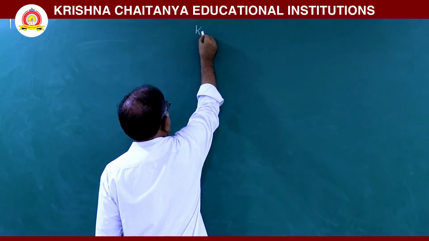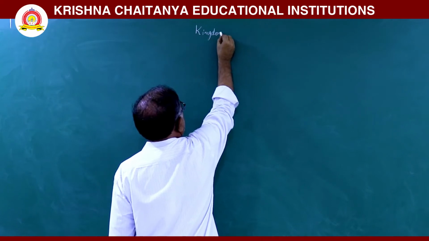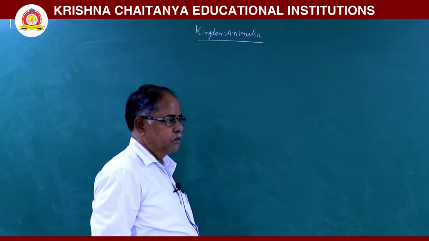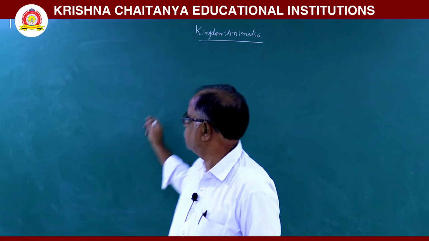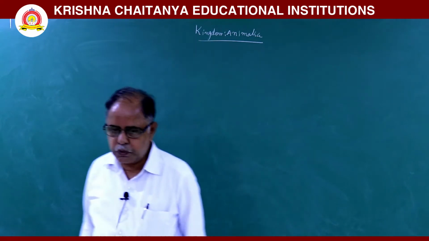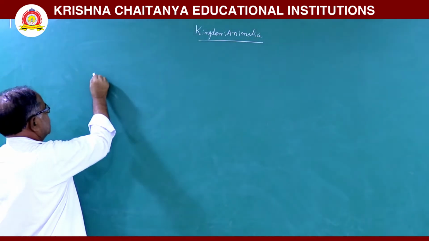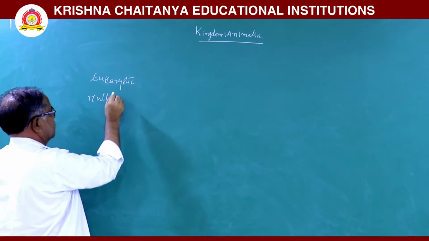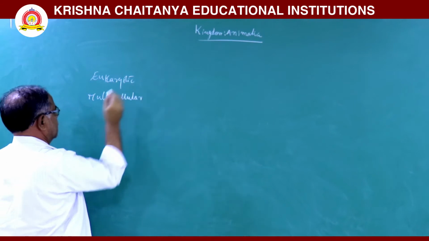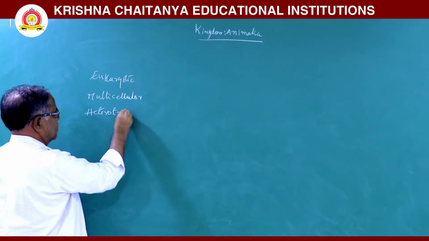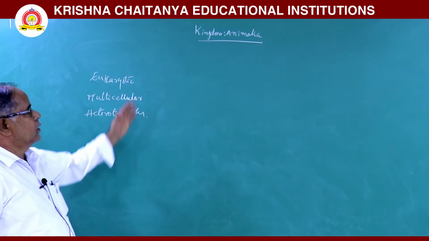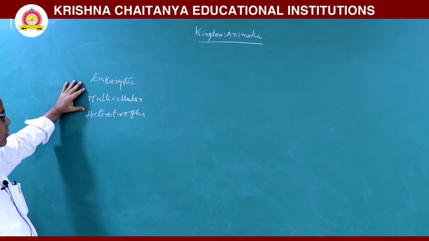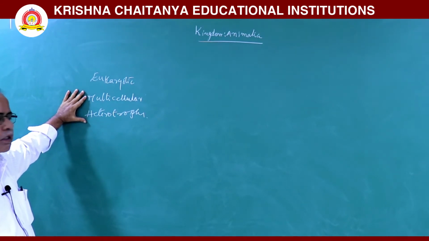First, Kingdom Animalia. In Kingdom Animalia, the eukaryotic, multicellular and heterotrophic animals are included.